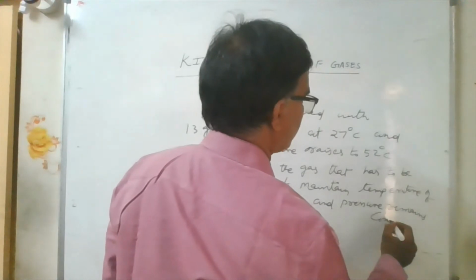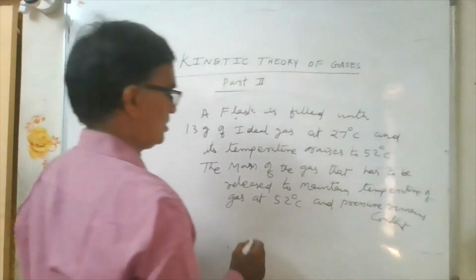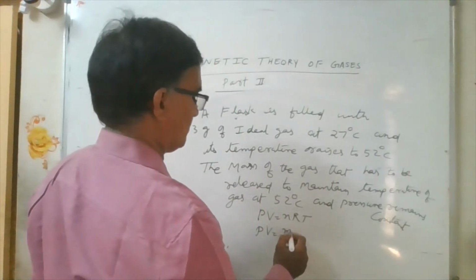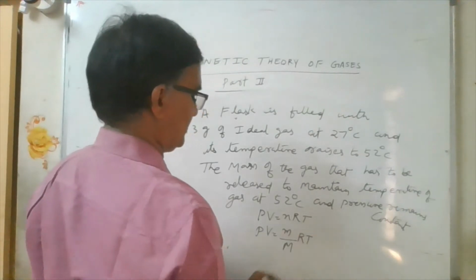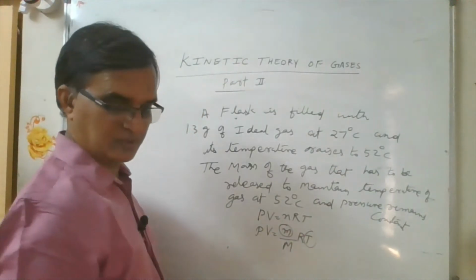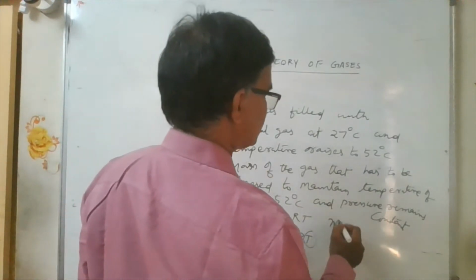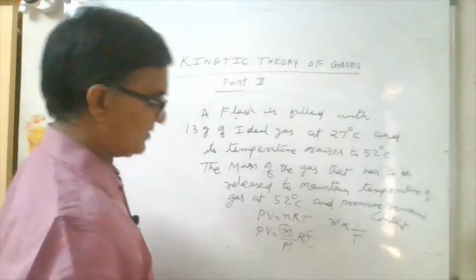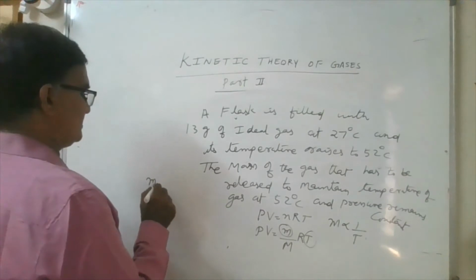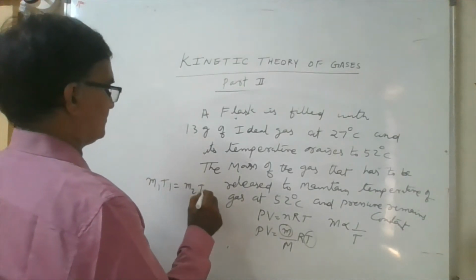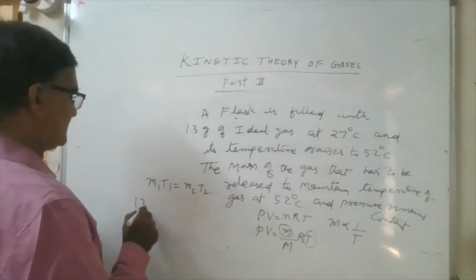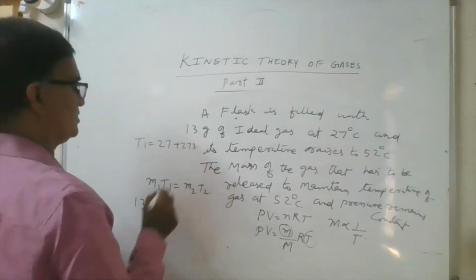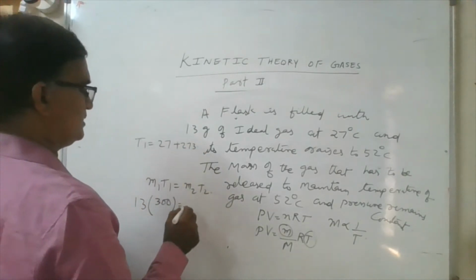See, the problem looks very long, but the solution will be simple. You know, PV is equal to nRT. PV is equal to M by capital M, RT. Here mass we want; remaining are all constants. Now here, mass is inversely proportional to temperature. So M1 T1 is equal to M2 T2. The mass of the gas is 13. T1 is 27 plus 273, that is 300. M2 you need to calculate.